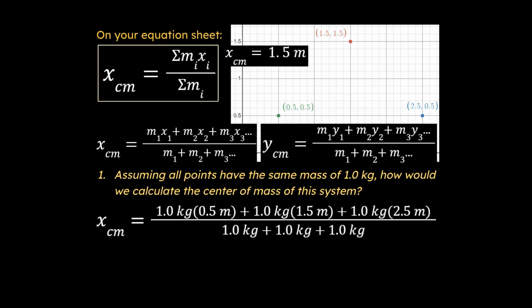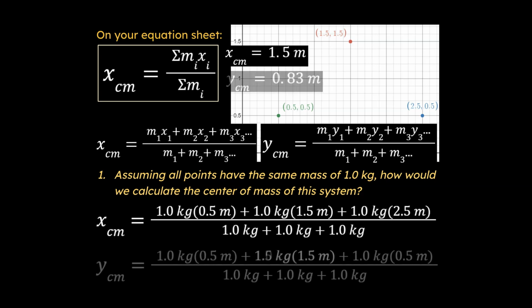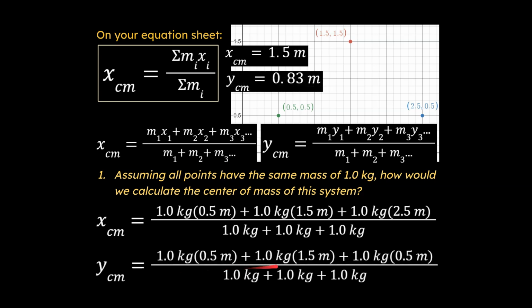The y would be a little bit harder to get right visually, so what we would do is still do the math right here. So we're just plugging in 1 for our mass for all of these, and the y values of 0.5, 1.5, and 0.5 again right here. We do the math and we end up with 0.83. So we could say our point is at 1.5, 0.83, which is right in the weighted center of these things. Alright, so that's how we would go about doing this in a very simple sense.